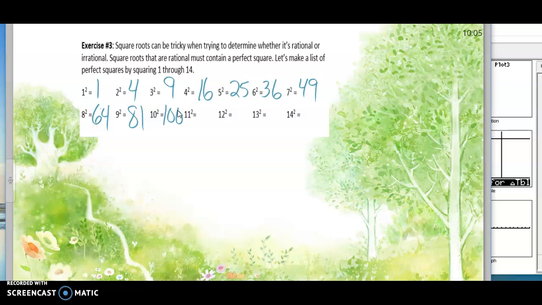11 times 11, 121. 12 times 12, how about 144? 13 times 13, 169. And then for 14 times 14, just reverse the last two digits there, 196. Okay? Now, you don't have to memorize those, but it certainly helps to keep those in the memory bank. All right? Let's go ahead and look at the next page.